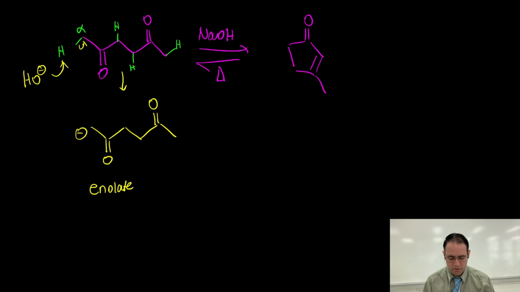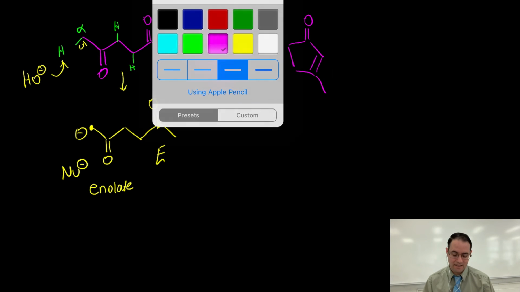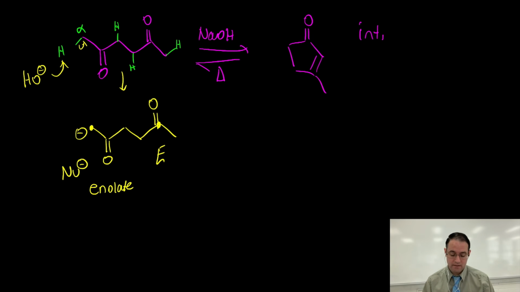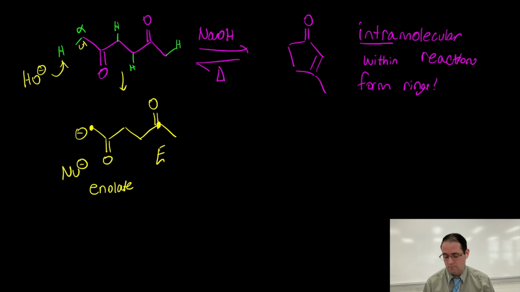Remember that the enolate is a nucleophile because there's a negative charge on a carbon atom, and the carbonyl right here is an electrophile because it's electron deficient and polar. So that nucleophilic carbon is going to attack that electrophilic carbon in an intramolecular fashion. Intra means within, so it's within the same molecule, and it forms a ring. So if this attacks, what do you form?